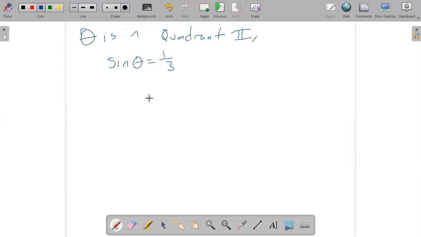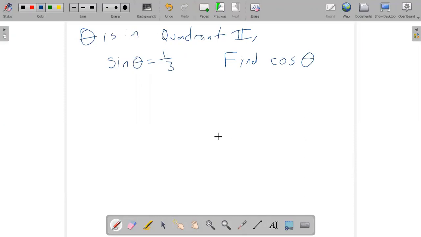That is something that we don't really know how to do or how to solve if I'm supposed to keep this exact. So right now, this is the first instance that I would ask you to keep something exact, even though you don't know how to use your unit circle for this. So theta is in quadrant 2, sine of theta equals 1/3. I'm asking you to find cosine of theta.